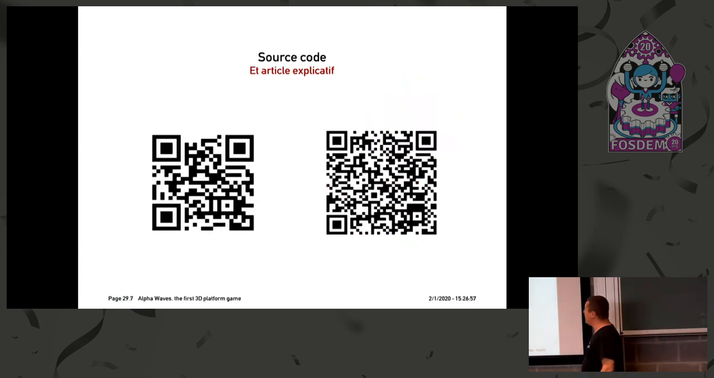Now, if you want to check the source code and an article that talks about this, you can find them online. The source code is 17K lines of 68K assembly code. And the article is basically me ranting about the stuff that I told you about today, but going into more details for polygon drawing and stuff like that.